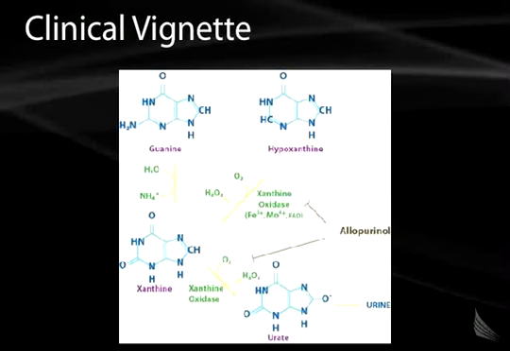Here's a picture that shows this. Allopurinol blocks xanthine oxidase, and so rather than having everything converted to uric acid, most of it's converted to hypoxanthine or xanthine, which are easily excreted by the urine and are non-toxic.